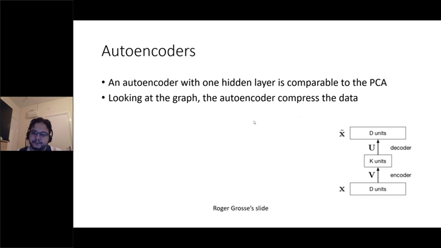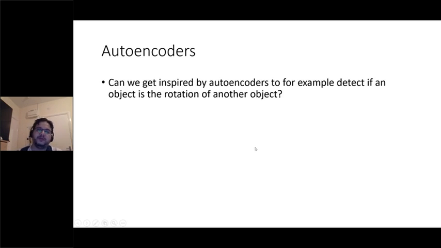Yes, yeah. So this is the difference between the autoencoder and the PCA. Can we get an inspiration now by autoencoders, for example, to detect if an object is the rotation of another object?